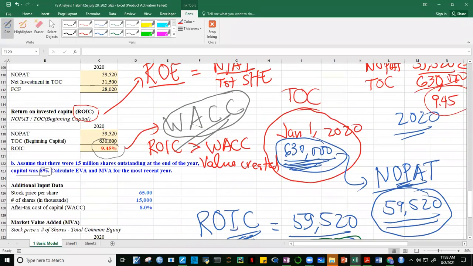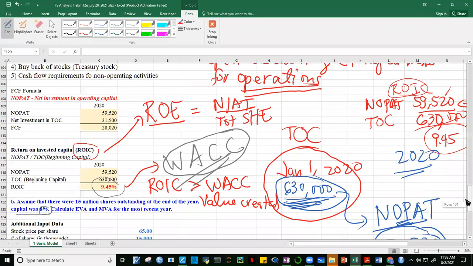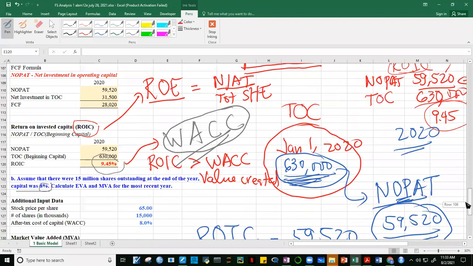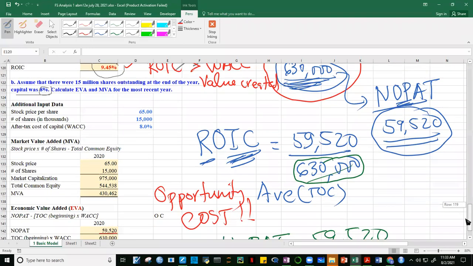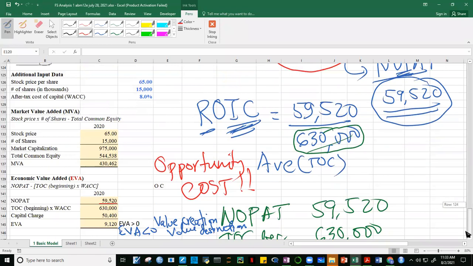Okay? So paano natin mako-compute yung ROIC? Kailangan natin dalawa. Kailangan natin yung NOPAT. We need to compute for the net operating profit after tax, and we need to know what was the total operating capital at the beginning. Okay, so very easy to compute for that. Once we are able to have those figures, then we'll be able to assess yung ROIC, and then we can also now compute for the EVA. Kasi sa EVA, kailangan din natin yung NOPAT, and then ima-minus natin dito yung capital charge. Okay, magkano, guys, yung charge para sa paggamit ng beginning capital.